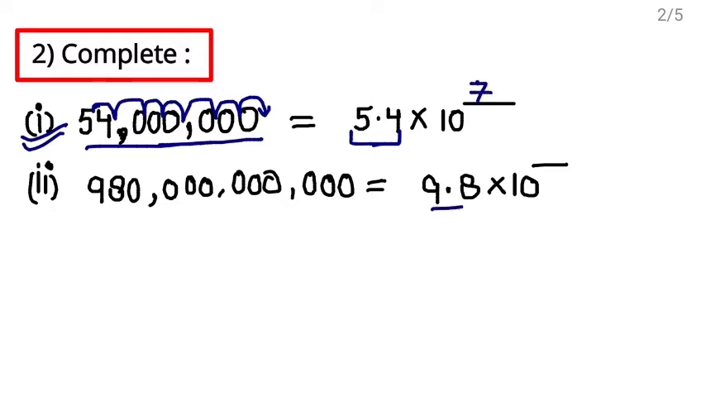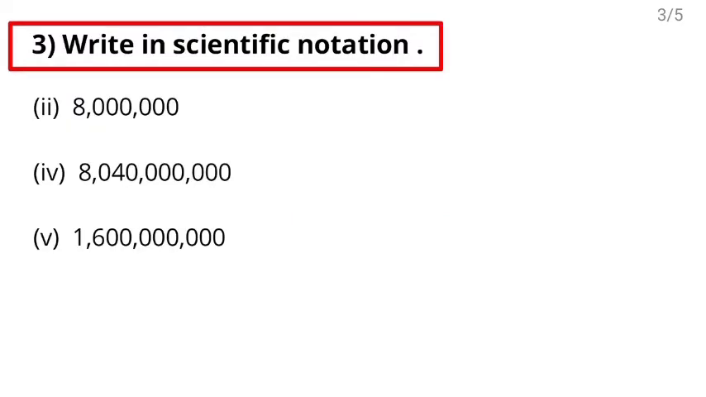Now in 9.8, the decimal is here. So how many places are we moving the decimal? 1, 2, 3, 4, 5, 6, 7, 8, 9, 10, 11. So we will multiply 9.8 by 10 raised to the power 11. Clear? Next, write in scientific notation.